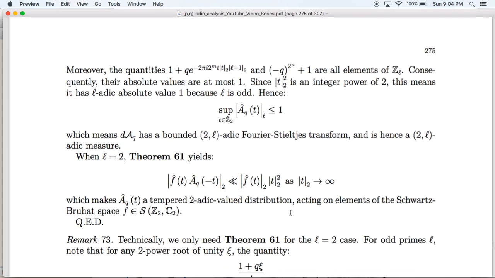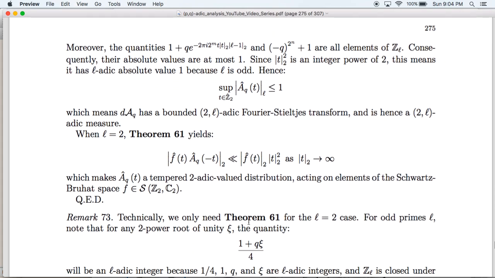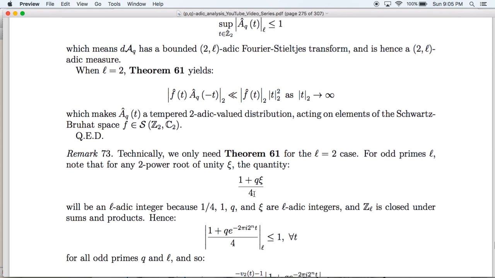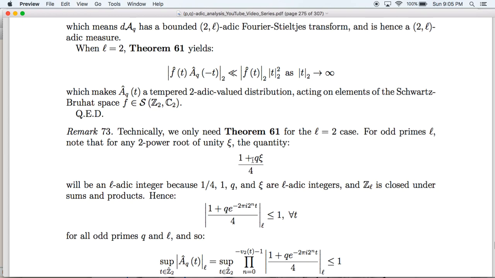For this proof, we only really needed our fancy theorem with the field norms and everything for the l equals 2 case. For odd primes l, it suffices to note that this is an l-adic integer on top, and since l is odd, 1/4 is an l-adic integer, and so the whole thing is an l-adic integer, and we get the bound.